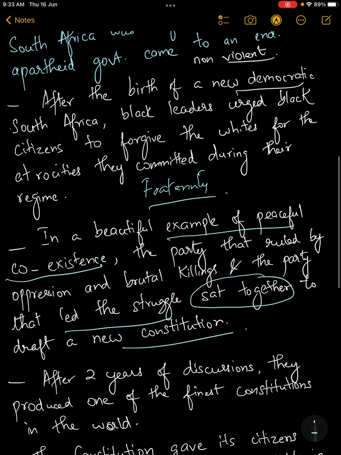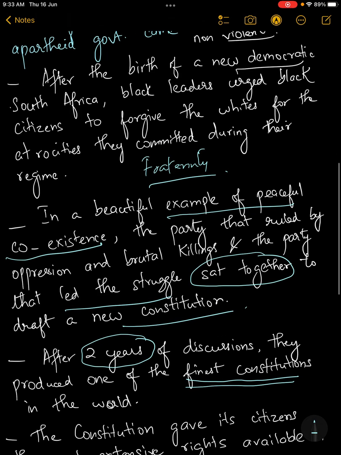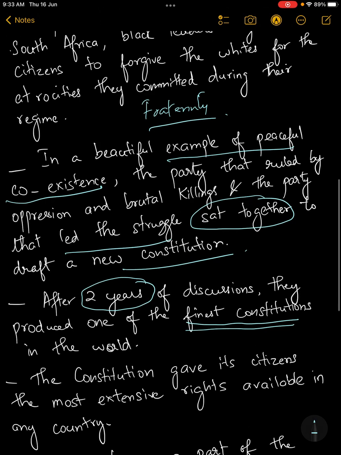After a long period of 2 years of debating, discussing, and deliberating with one another, back and forth, they ended up producing one of the finest constitutions in the world. The South African constitution is actually a very beautiful constitution, because if you read it you will realize that it gives some of the most extensive fundamental rights to anybody in the nation. A lot of rights are given to citizens, compared to some of the largest democracies in the world. That is why I mentioned this. This is a USP, unique selling proposition.